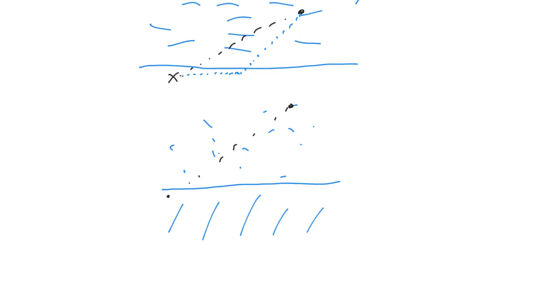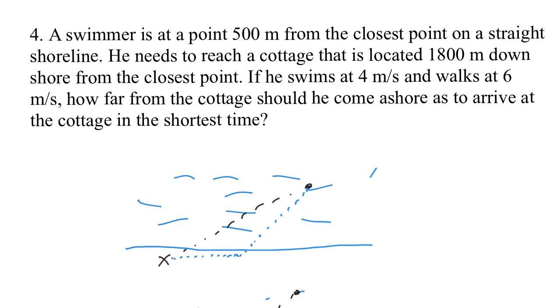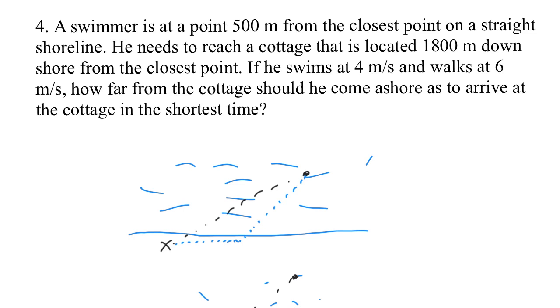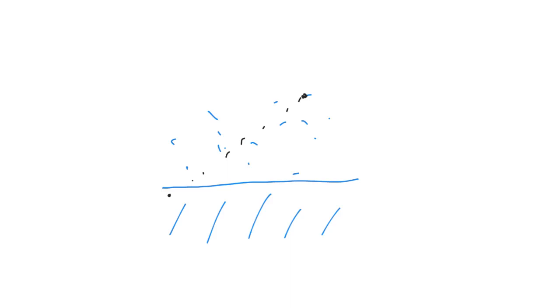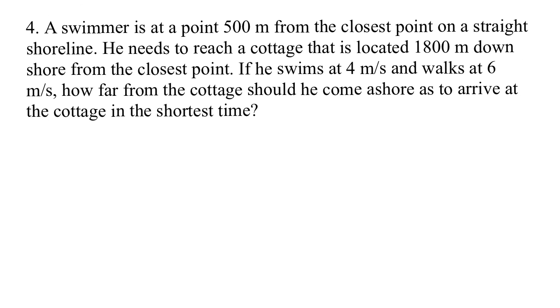But for our problem, what we're going to do is just look at this example where we've got this swimmer at a point 500 meters from the closest point on a straight shoreline. So first, let's get rid of some of this so you can have a clear picture here. I'm sure there's a way to do this without wasting time on the video, but I couldn't figure it out very quickly. It was not cooperating, so okay, here we go.